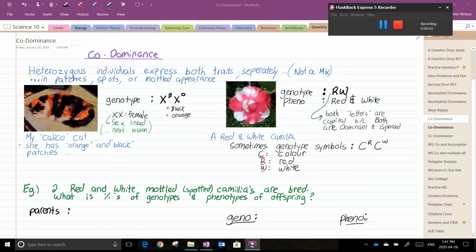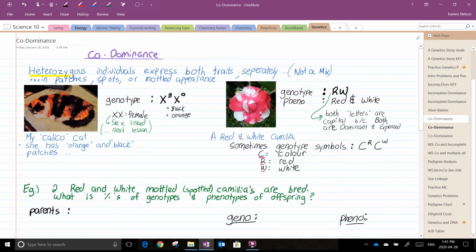This is a genetics lesson for Science 10 on codominance. In codominance, our heterozygous individuals express both of the traits separately. So instead of being a mix, we end up with patches or spots or some sort of mottled appearance.